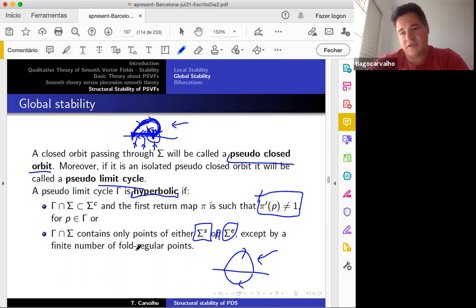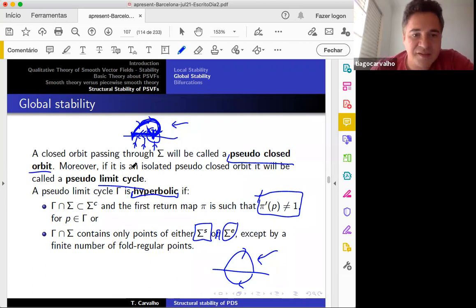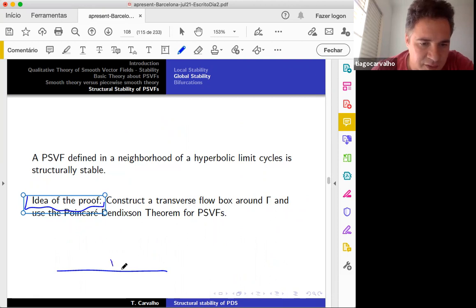But why this definition? Because it's possible to prove that near a vector field presenting this configuration, this phase portrait, all other vector fields also have a limit cycle like this. Okay, here is the idea of the proof, just in two lines. How can we prove this stability? In order to prove this stability, it's enough to construct a flow box around it.